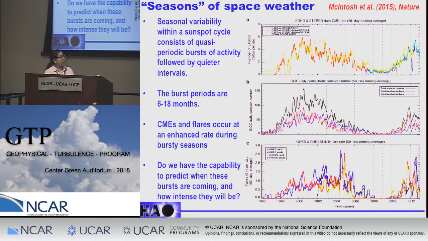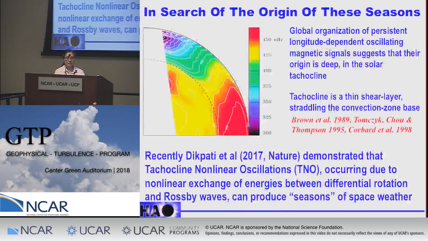Now, what is the cause of these bursty and quiet seasons that create the seasons in space weather? Their global organization indicates that they most likely originate in the deep interior, primarily in the shear layer, the tachocline. The tachocline is a thin layer that straddles the base of the convection zone, discovered helioseismically. And we recently demonstrated that tachocline nonlinear oscillation, occurring due to the exchange of energies between the differential rotation and Rossby waves there, causes these quasi-periodic seasons.